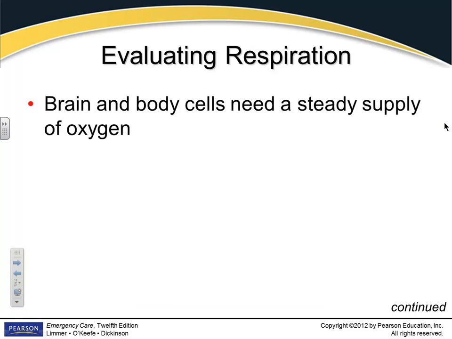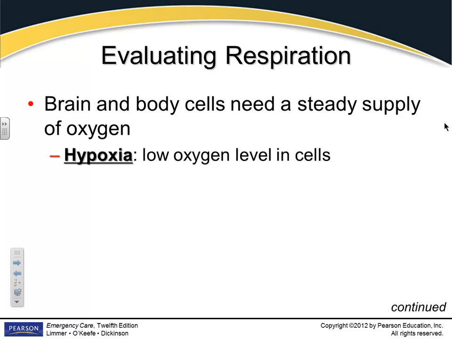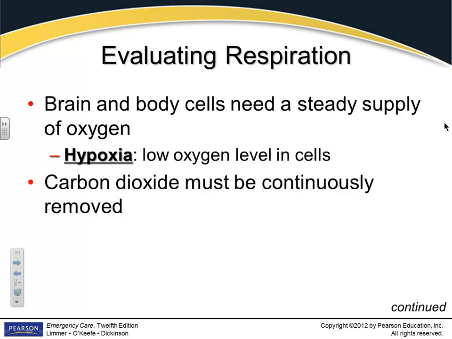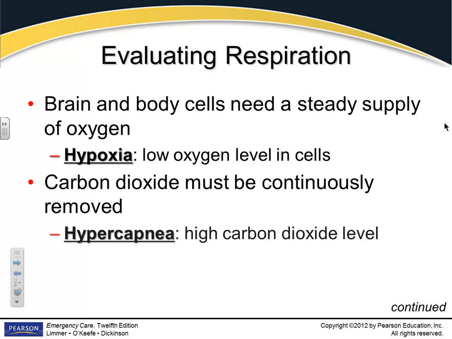And respiration. We know that our cells need oxygen, and they need more than just receiving oxygen. They have to be able to gas that stuff off. They have to get rid of the waste products that also come with that. Hypoxia, the term hypoxia means low oxygen level in the cells. So hypoxia just means the cells aren't getting enough oxygen. Carbon dioxide has to be removed constantly as a waste product.